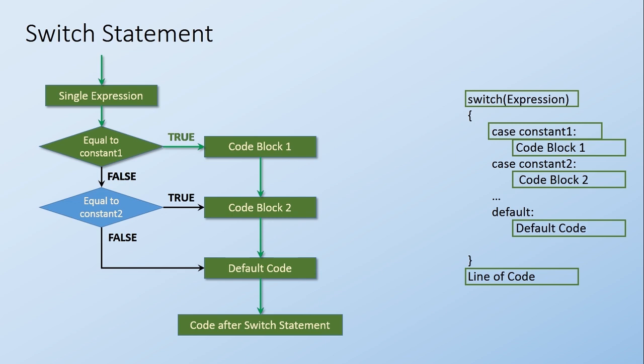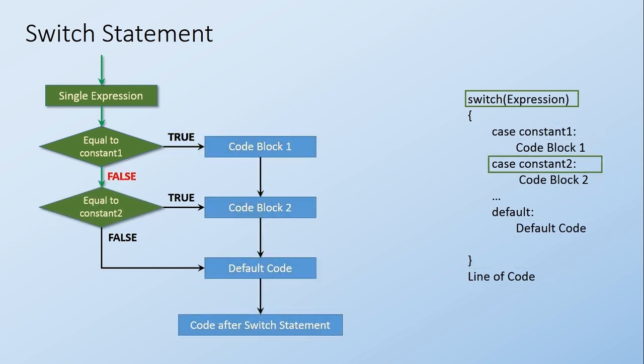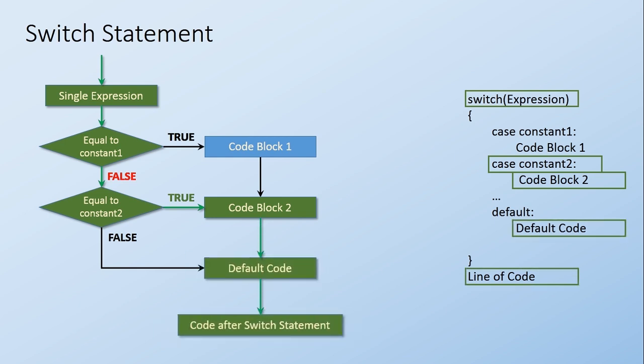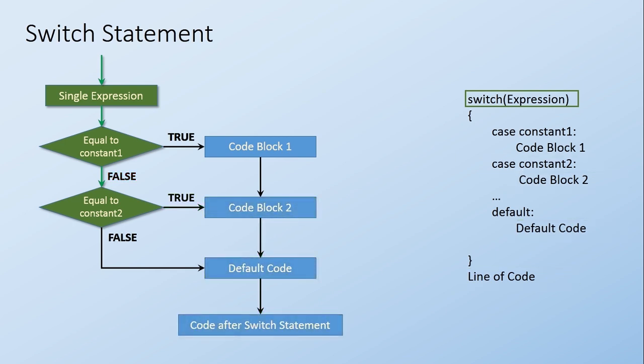If the expression is not equal to constant 1, the program will go on and compare the expression with constant 2. If the expression is equal to constant 2, code block 2 will be executed. Then all succeeding code blocks after code block 2, including the default code block, will also be executed until the program exits the switch statement to go on to the rest of the source code. If the expression is not equal to constant 2, it will proceed to testing succeeding cases until a case constant is equal to the expression.